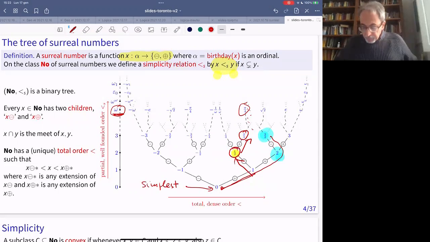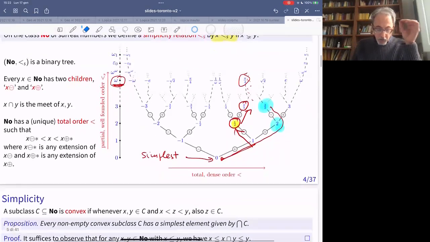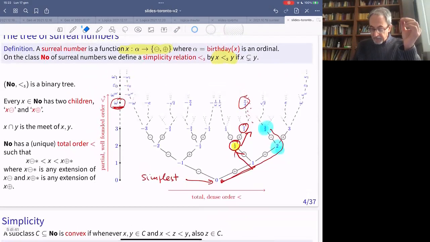In terms of functions, if you look at them as functions from ordinals to a binary set, simplest just means that it's a restriction of the function. X is simpler than Y if, as a function, X is a restriction of Y. This is a tree-like ordering.